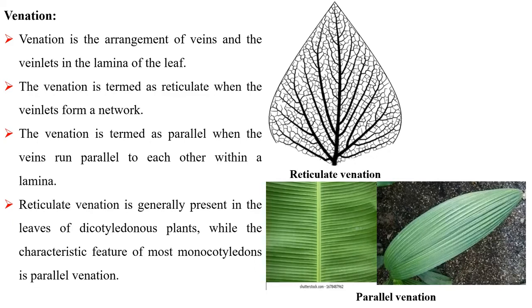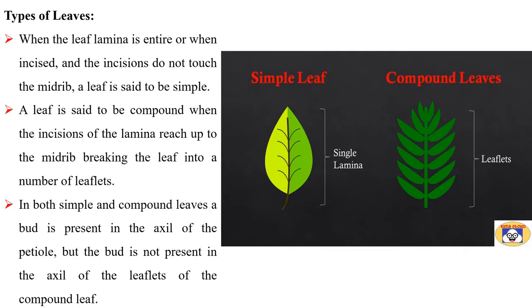Venation. Venation is the arrangement of veins and the veinlets in the lamina of the leaf. The venation is termed as reticulate when the veinlets form a network. The venation is termed as parallel when the veins run parallel to each other within a lamina. Reticulate venation is generally present in the leaves of dicotyledonous plants, while the characteristic feature of most monocotyledons is parallel venation.